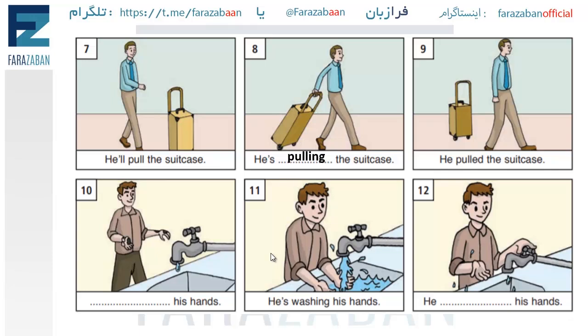میخواد دستاشو بشوره. داریم در مورد آینده پیش بینی میکنیم. با will میخوایم جمله رو بگیم. He'll wash his hands. He's washing his hands. داره میشوره. حالا میخوایم بگیم شست. فعل wash هم با قاعده است. He washed his hands. Okay?